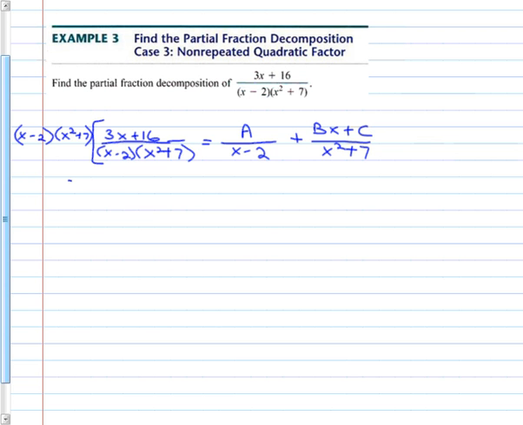And the first ones cancel. And x minus 2 cancels. What do I get with the A?